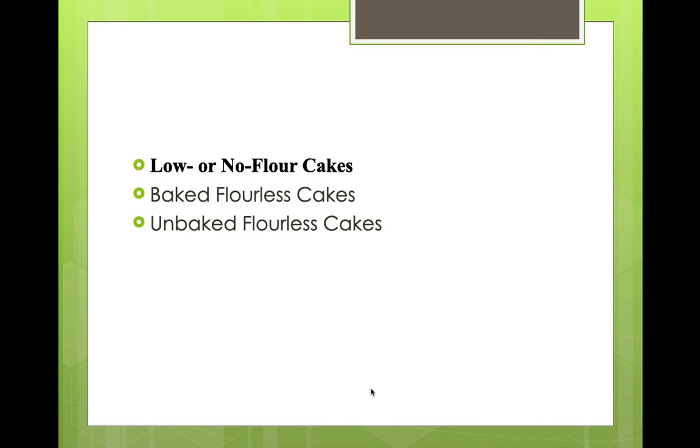Next we have the low flour or no flour cakes, which are used in the bakery. A low flour cake is one made with a smaller amount of flour. An example is the fruit plum cake, which uses low refined flour and more dry nuts and ingredients used as flavoring.